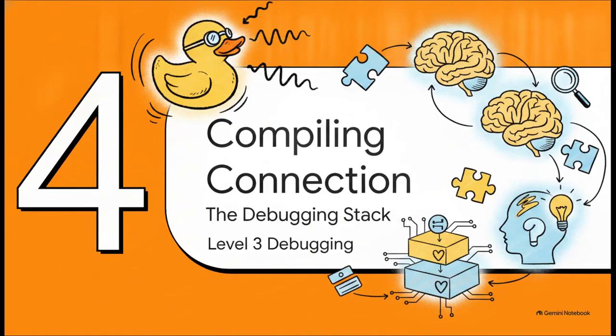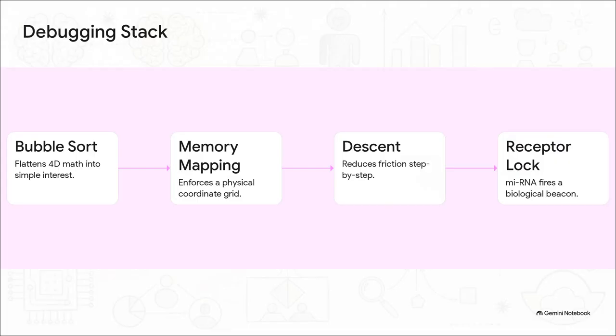Next up, Section 4, compiling the human connection, the debugging stack. Okay, so now we're going to treat this relational fusion exactly like a level 3 rubber ducking debugging session in software engineering. We are literally going to debug the human mind. For a brain wrestling with chaotic friction, relationships can honestly feel like terrifying 4D math. So here's the fix. Step 1.